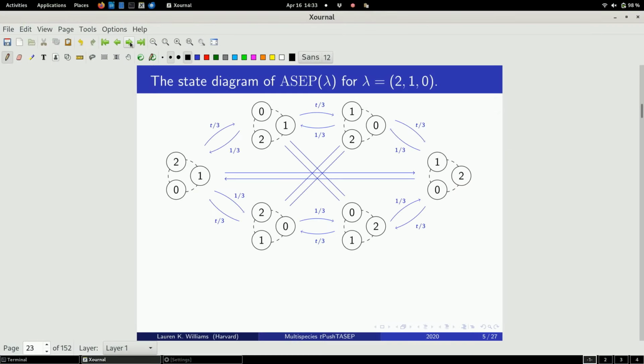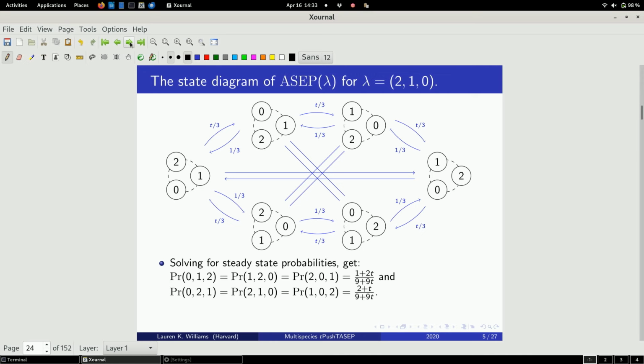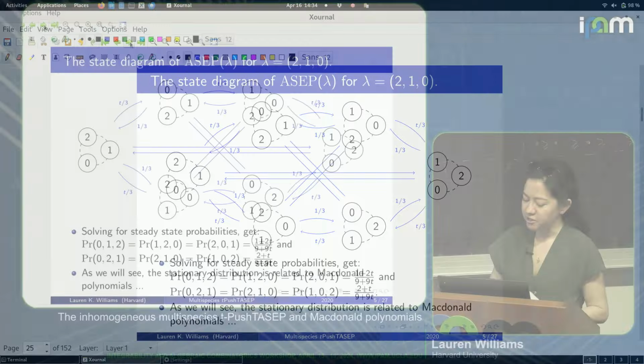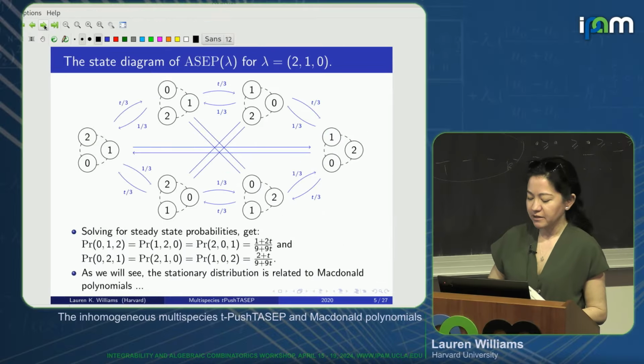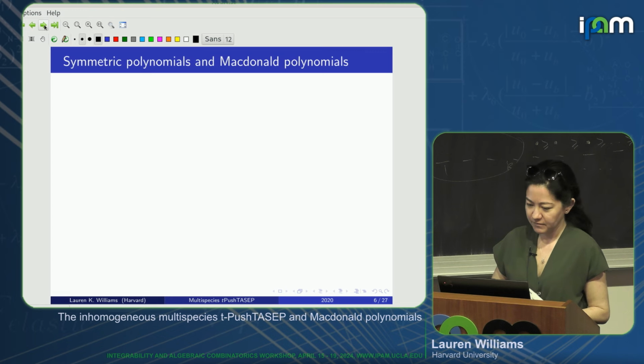Okay, this is the small example when lambda is 2, 1, 0. So we have 6 different states. And you can solve for the steady state probabilities, and you get these nice polynomials. And as has been mentioned earlier, the stationary distribution is closely related to Macdonald polynomials.